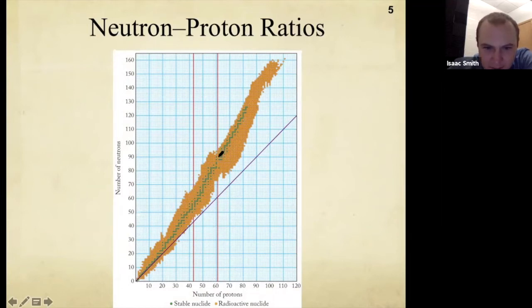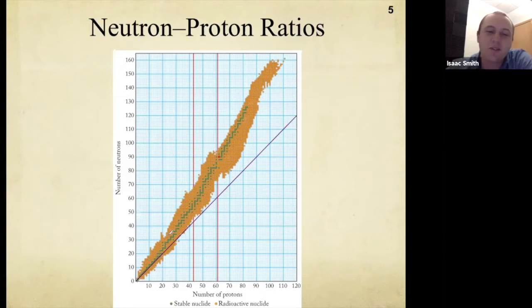So for example, if we went to this point right here, for whatever element this is, 60 something protons to 90 neutrons is a stable atom at that point. Generally, back here, this line represents a 1-to-1 ratio. So at the beginning of the periodic table, between 0 and 20, the number of protons and neutrons are about the same for a stable nucleus.